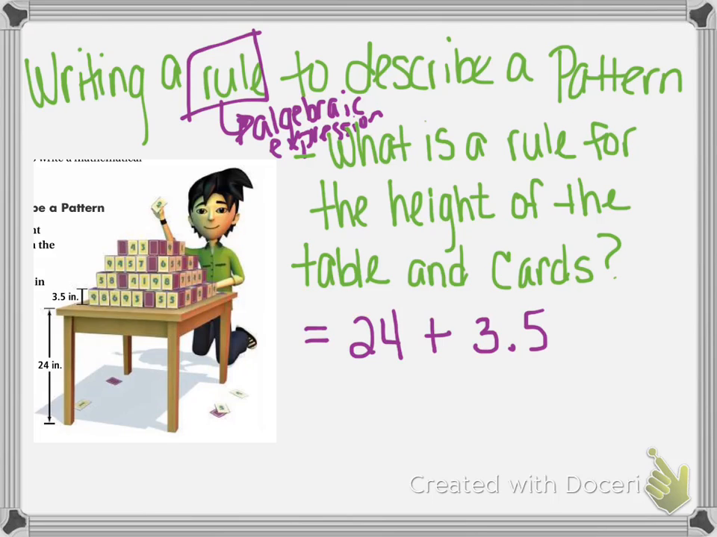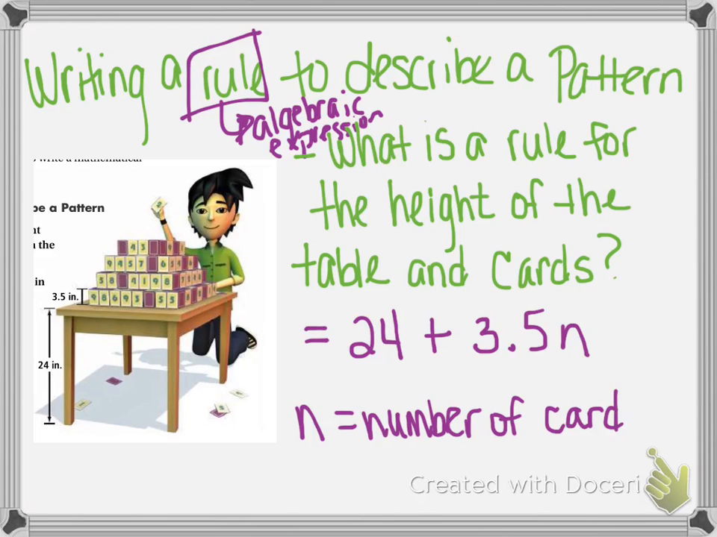So I'm going to use the variable n. But I need to state, what does that n represent? Okay. So to do that, I'm just going to write down here below, n equals number of card levels. Okay. And that's it. I am done. I have written my rule for the height of the table and cards. 24 inches represents the table, and 3.5 inches times the variable represents the cards and the different number of levels.